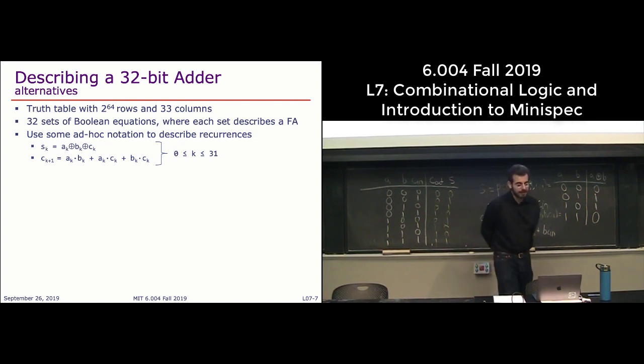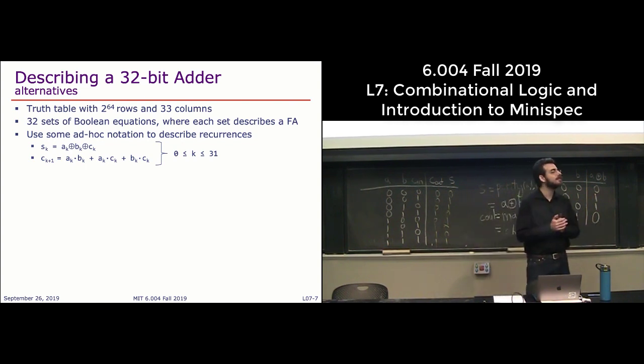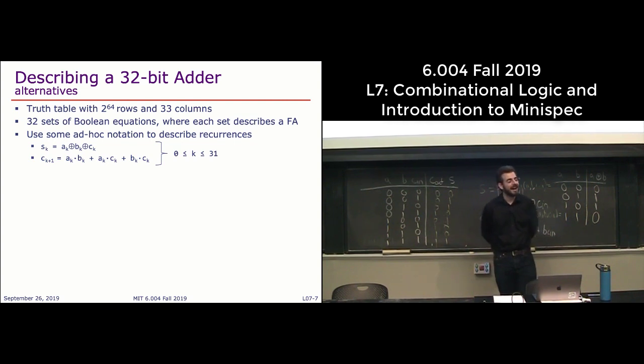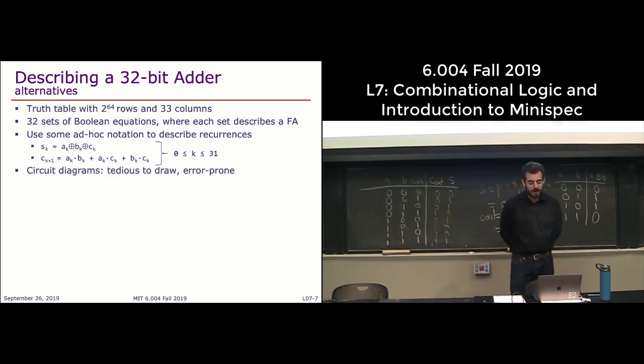Well, we can realize that there's a recursion here, right? So we can make up some ad hoc notation for recurrences, and just say that for k going from 0 to 31, s of k is this formula over here, and c of k plus 1 is this other formula over there. And yes, that will work here, but again, there's a lot of ad hoc notation, and it's not general.